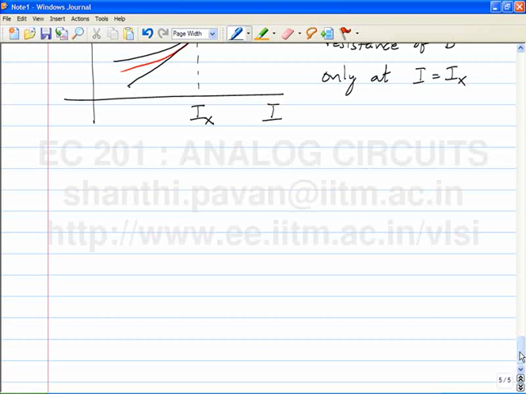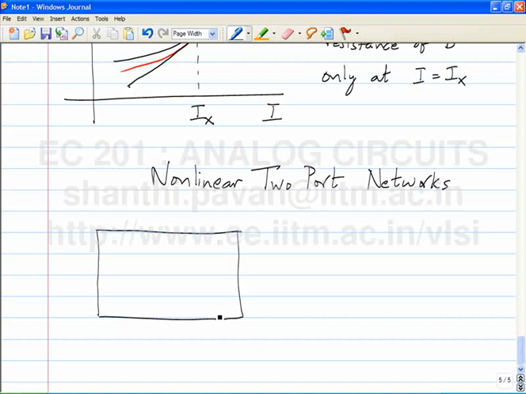Now, after the one port, in linear networks, what did you learn? A two-port network, right? So the next logical extension is what happens when you have a nonlinear two-port. So in a linear one-port, you need only one parameter to characterize the behavior of the entire network. When you have an arbitrarily complex network, but you are only interested in the behavior between two ports, how many numbers do you need to characterize the network? We discussed this already. You need 4 parameters.